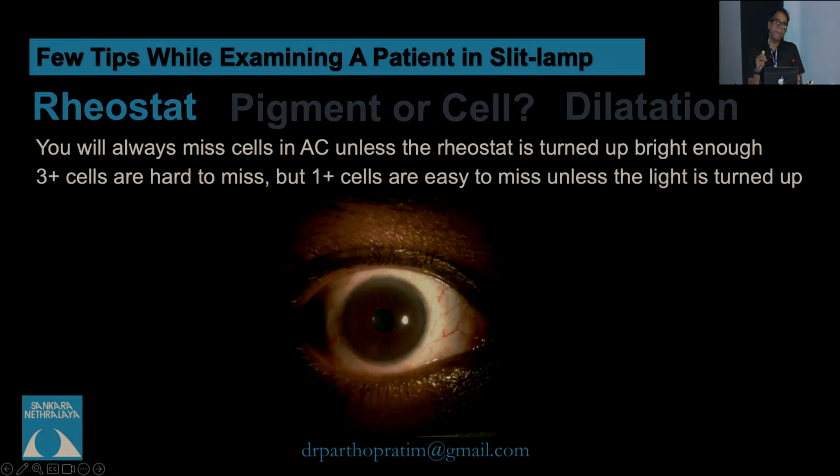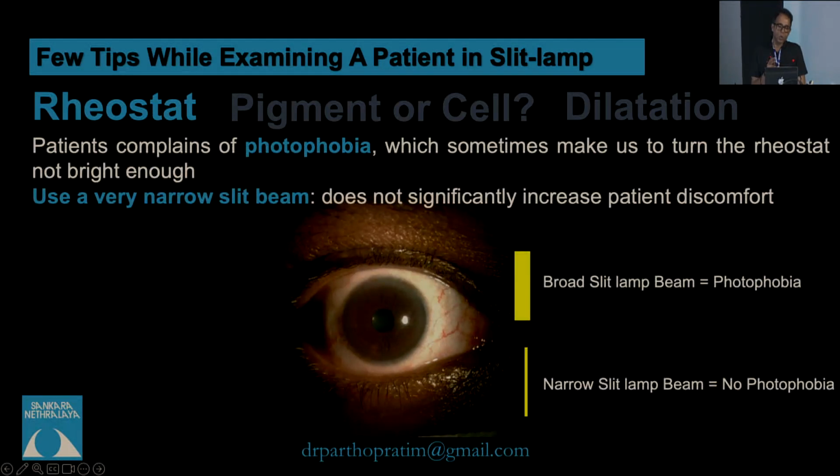Now here what happens, if there are 3+ cells, you will never miss it. Eventually you will find that there is 3+ inflammation there. But if it is 1+ cells or occasional cells, then you may miss this clinical picture, because if your rheostat is down, you may not see it properly. And you have to do this because the patient is photophobic, so you can't turn your rheostat up. So what you should do here, instead of using a broad slit lamp beam which will cause the patient photophobia, is reduce the width of the beam and use a narrow slit beam with full intensity of light.